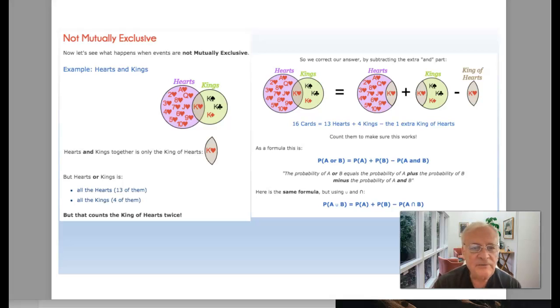We also talked about not mutually exclusive, like the king and the heart at the same time. Hearts and king together, there's only one king of hearts. So hearts or a king, there's 13 hearts and there's 4 kings, but that counts the king of hearts twice. So you have to subtract out the 1 extra king of hearts because we added it in both sets. You can count them actually to realize what that is. That's the same formula. Again, guys, I'm running out of time, so I have to get going here. This is the union of A, B: the probability of A plus the probability of B, but you have to subtract the probability that they both happen, the intersection of those two.